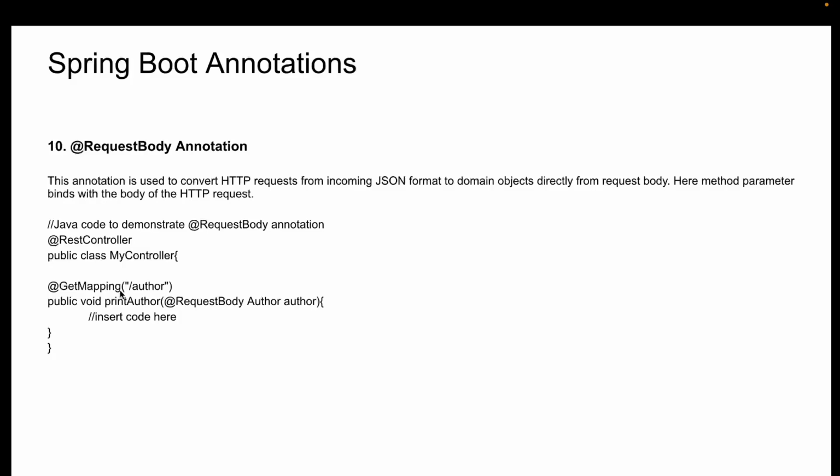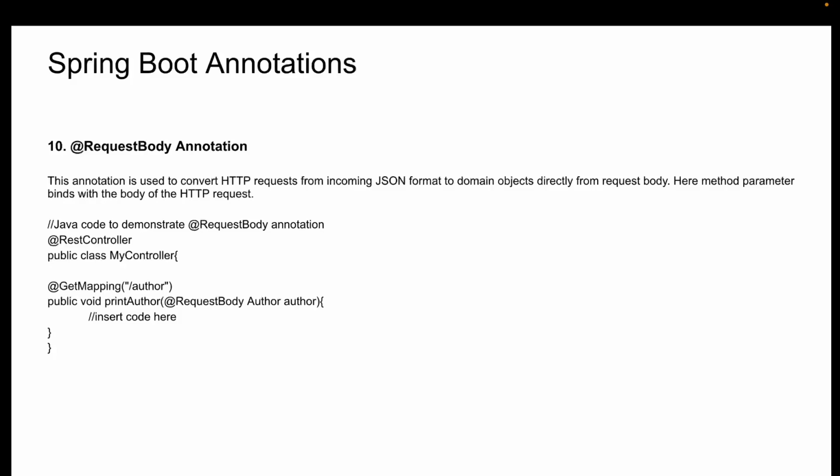This is an API to fetch some kind of information. Whenever we use GetMapping, it means this is an API to fetch some information from the web service. What we are trying to do is print something, public void printAuthor, and we are using the annotation @RequestBody Author. When we use @RequestBody, it means that along with the URL, we are passing some kind of JSON in the payload.